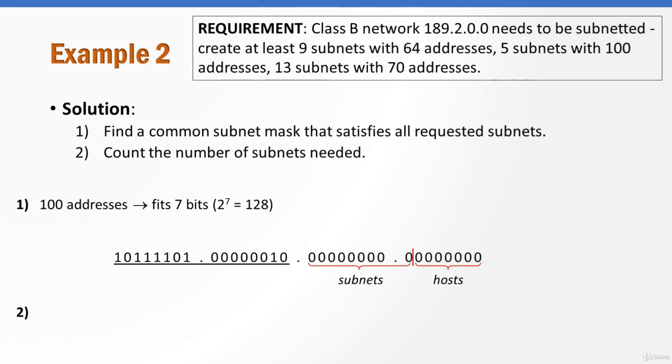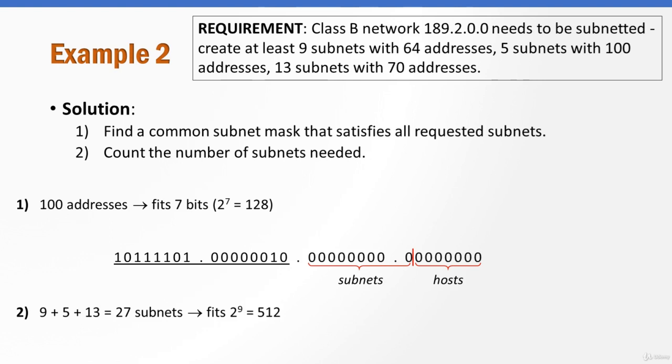That brings us to our second task, which is count the number of subnets needed. So we need 9 subnets, and then 5 subnets, and then 13 subnets. In total, that's 27 subnets. Now we just need to make sure that we can fit the 27 subnets into our subnets portion. And this portion has 9 bits, which means that we could actually create 512 of these subnets.